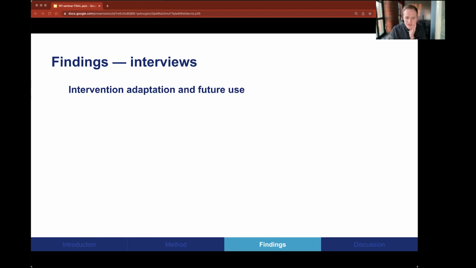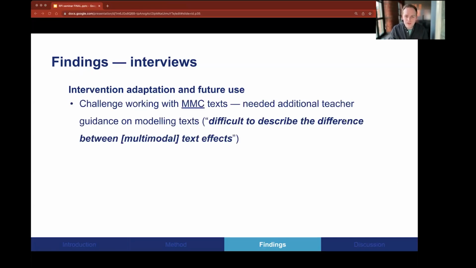And then finally, we talked a little bit about intervention adaptations. So, what changes did he make? Would he use it again? And so one of the things that we developed was additional teacher guidance, because the teacher was new to these kind of applied contexts for computing, but also multimodal composition.